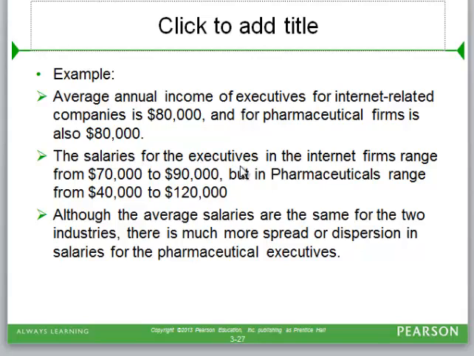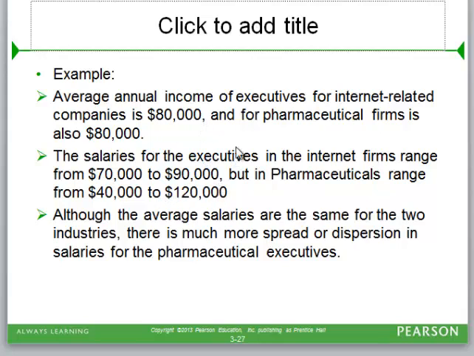The salaries for executives in internet-related firms range from 70,000 to 90,000. It means some people make 70,000, some people make 90,000, but on average, the typical salary is 80,000. But in pharmaceutical firms, the salary ranges from 40,000 to 120,000. What does that mean? It means some people make only 40,000 and some people make 120,000. Again, we get the mean number of 80,000.